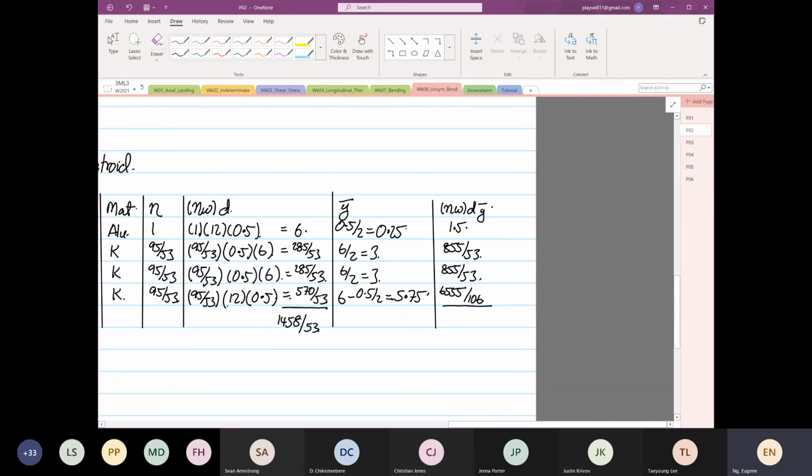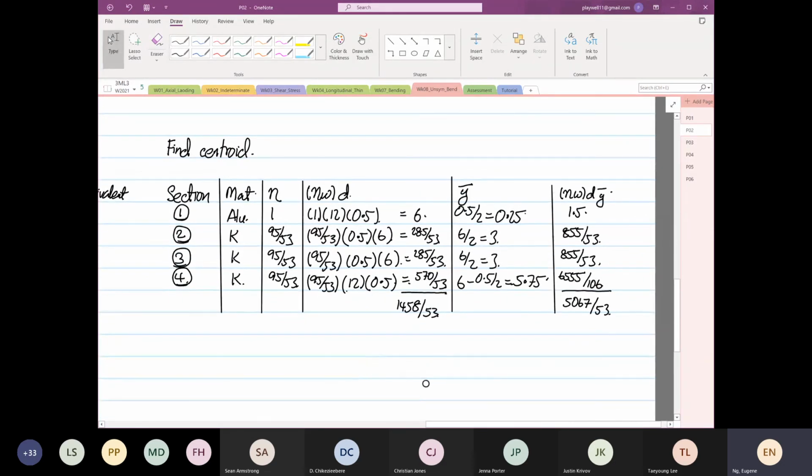Sometimes it's a mess. 1.5 plus 855 over 53 plus 855 over 53 plus 570 over 53 times 5.75. But sometimes you have no choice. Okay, you cannot get a fraction as an answer. So it's 5067 over 53. Okay. So now if we do our y bar, it will be equal to 5067 over 53 divided by 1458 over 53.